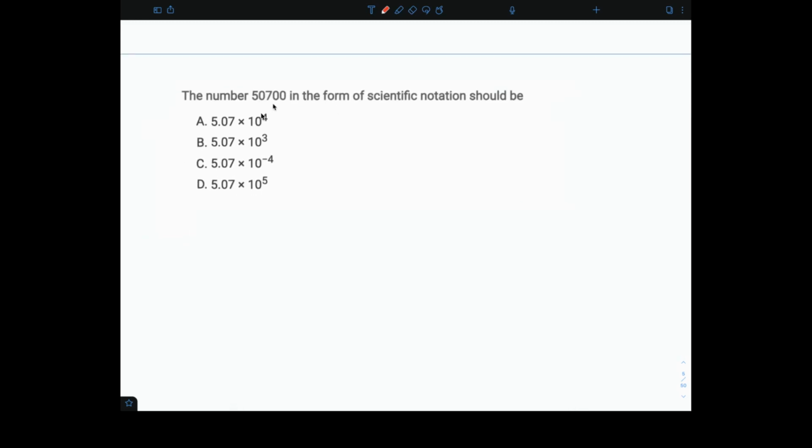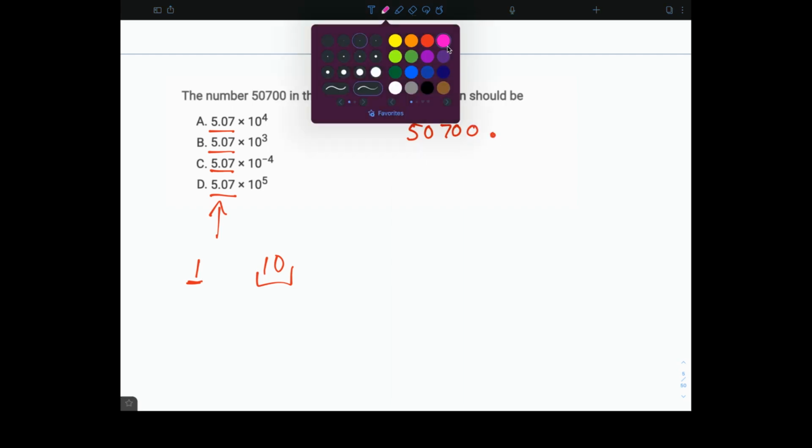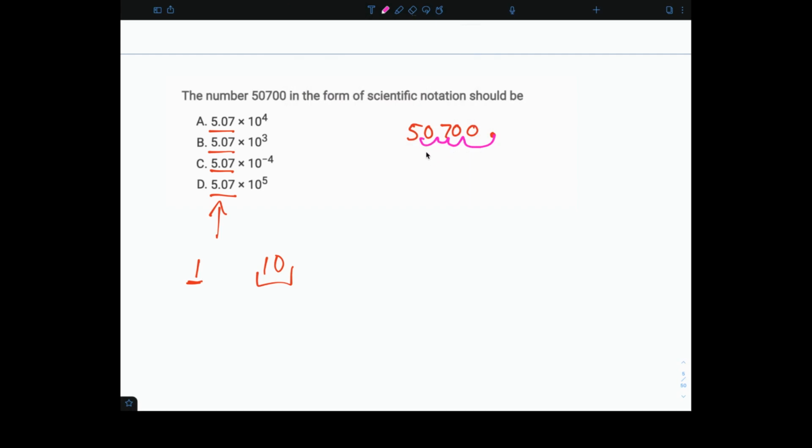All right. How do we express 50,700 in scientific notation? Notice in scientific notation, this number that is in front is always between 1 and 10, including 1 but excluding 10. So anything that is 1 or more up to 10 but not including 10. Okay. This is very simple to do. Just take your decimal place and count how many times you move the decimal place. So 1, 2, 3, 4. I move it 4 slots. So that means it's going to be times 10 to the 4th.